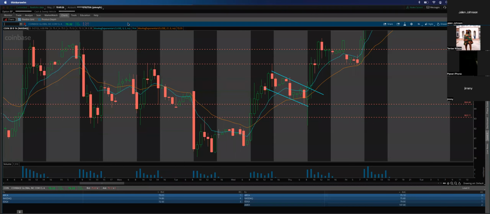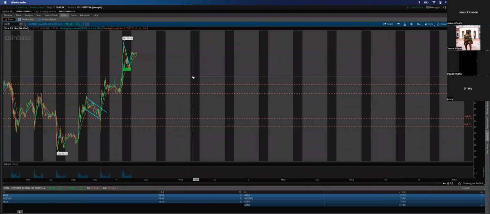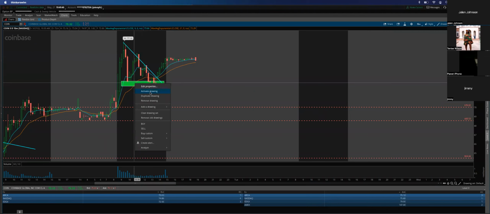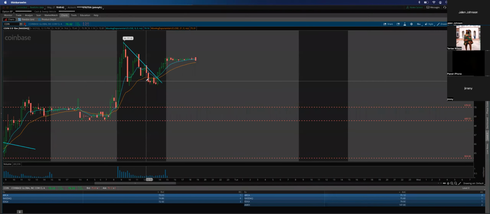Okay, all right, so pretty much I'm pretty sure you guys understood the Amazon trade. That was a pretty easy trade. Let me see, Coin. Coin was pretty much the same thing right here. Coin was pretty much the same thing, guys.